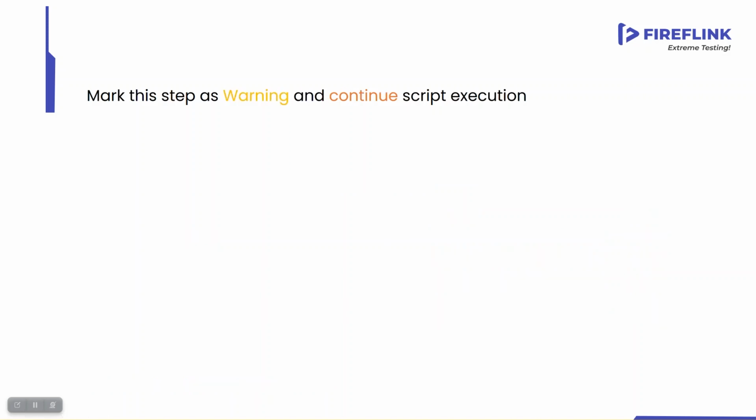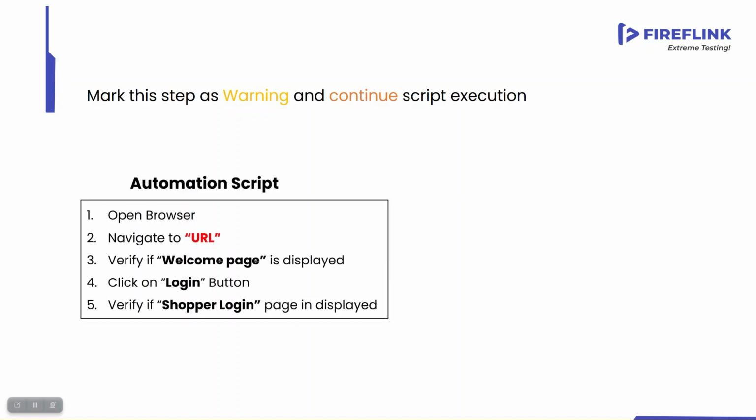Mark this step as warning and continue the script execution. Let us take the same script. My first step is failing. What will happen? The status will be given as warning. Why? Because I have specified mark this step as warning, not failed, and continue the script execution. Now what is it going to do? It is going to continue the execution, since I have mentioned continue script execution.